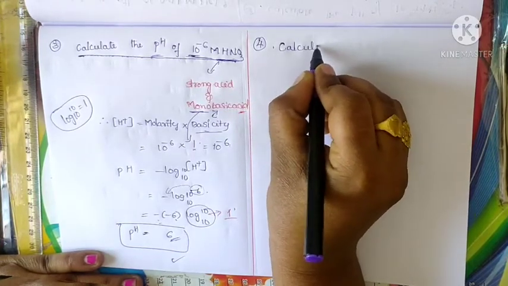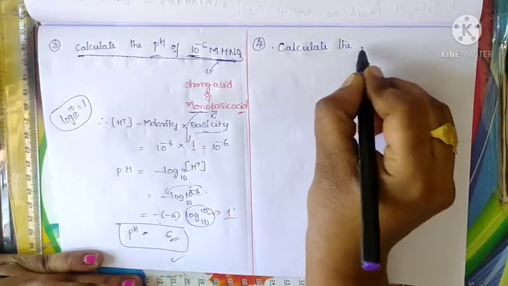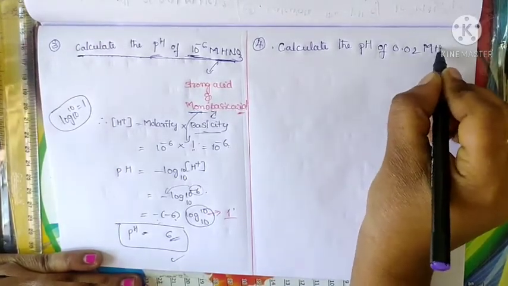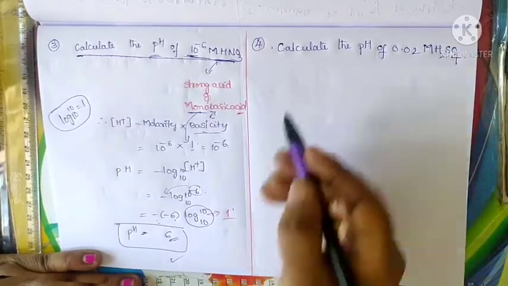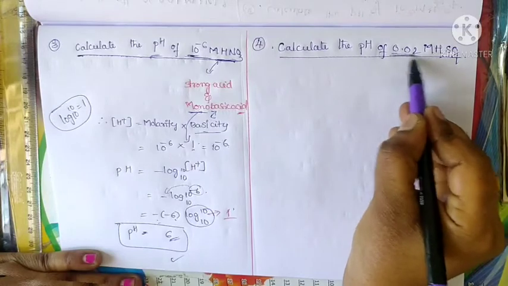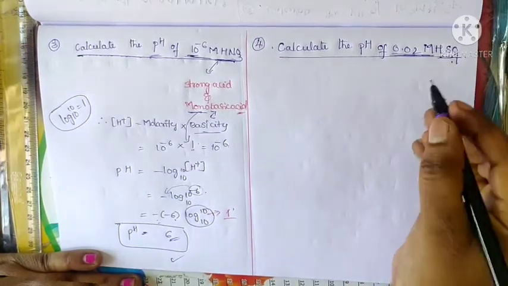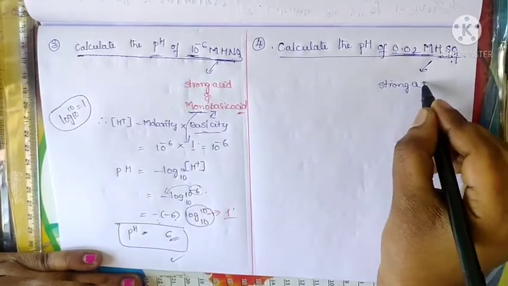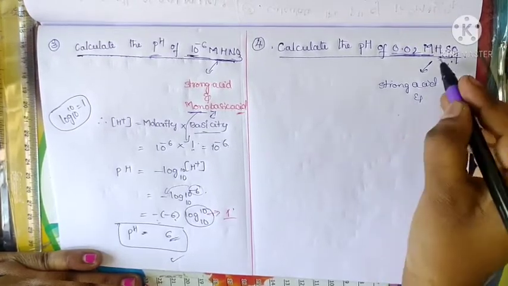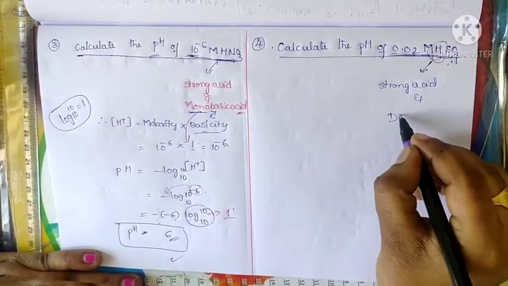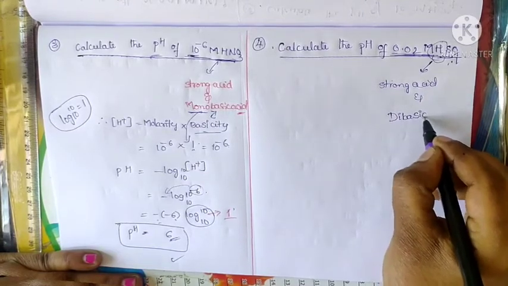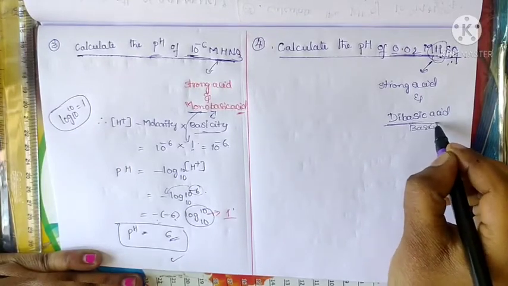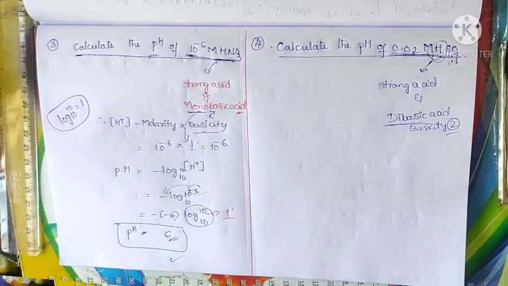Calculate the pH of 0.02 molar H2SO4. H2SO4 we call the name as sulfuric acid. The molarity of H2SO4 given is 0.02. And also we know H2SO4 is a strong acid and also it is a dibasic acid because the number of protons is 2 H plus ions and SO4 minus 2. So the basicity becomes 2.